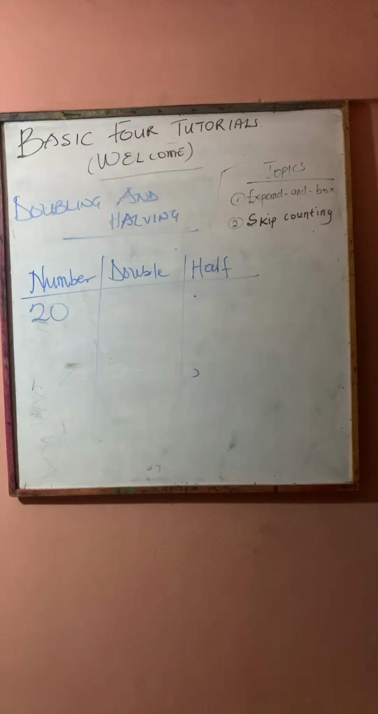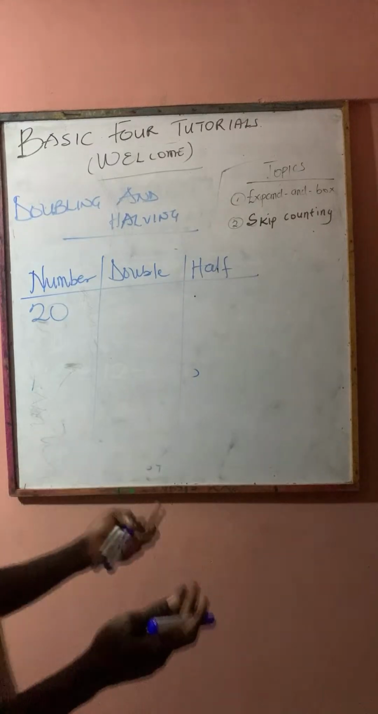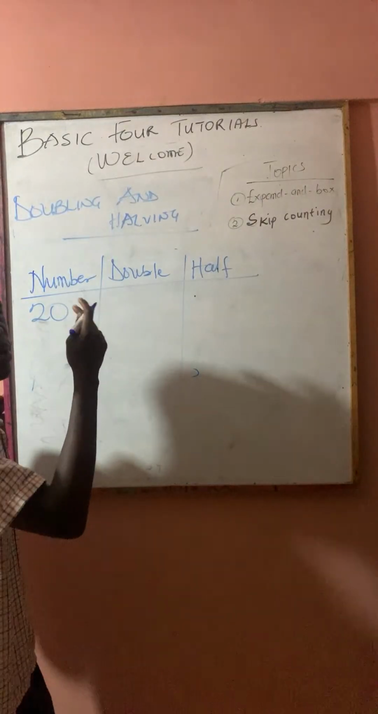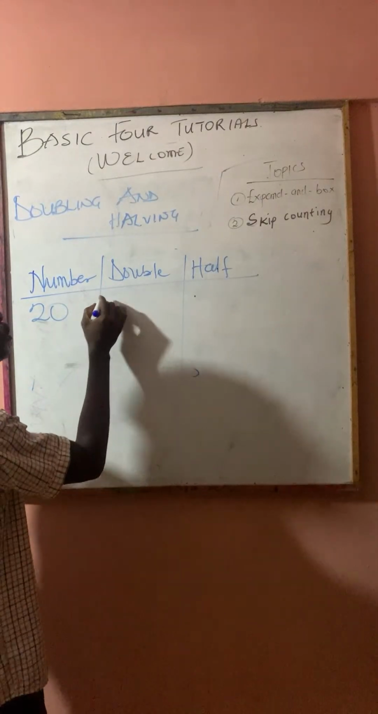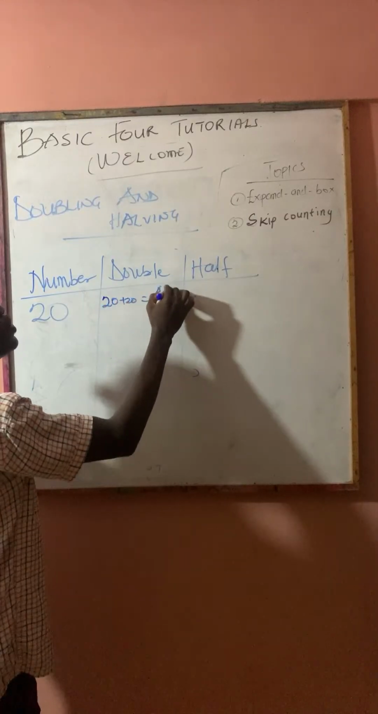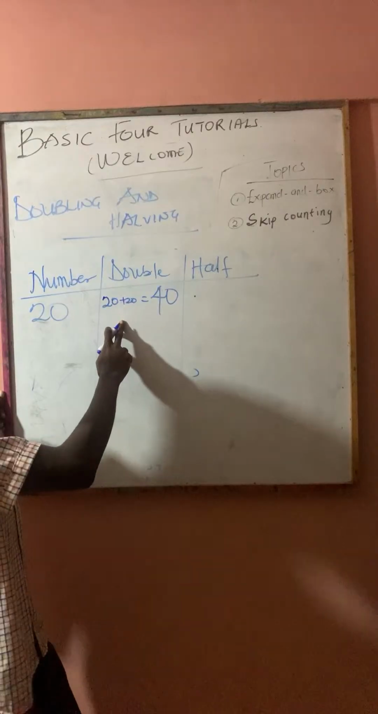All right. So the double of 20 means 20 plus 20, okay? You don't really need to show it, but I'm just writing for you to see how we're getting it. So 20 plus 20 is equal to 40.